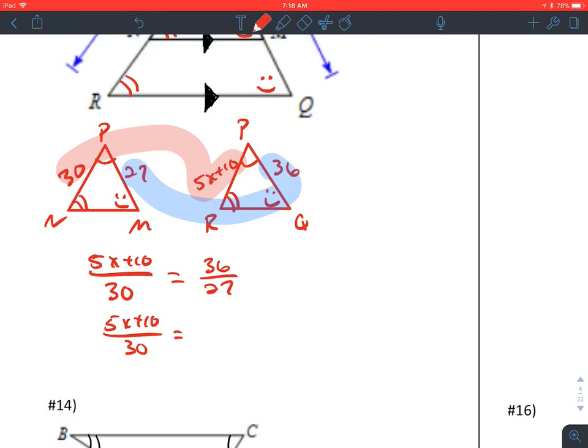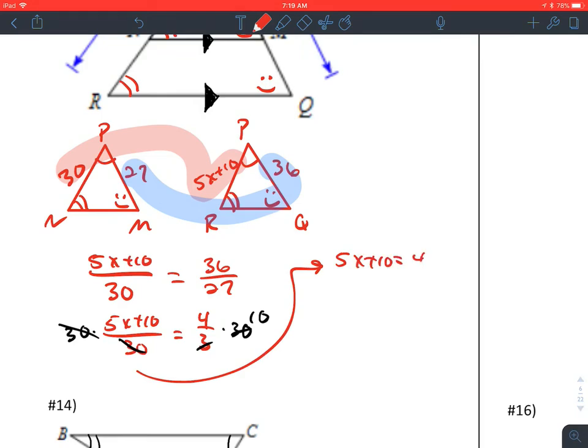The fraction on the right reduces. I can divide both 36 and 27 by 9 and get 4/3. I'm going to then multiply each side by 30. On the left, 30 divided by 30 cancels. On the right, 3 goes into 30 10 times. So I end up with 5x plus 10 equals 4 times 10. 5x plus 10, therefore, equals 40. So 5x is 30, so x is 6.